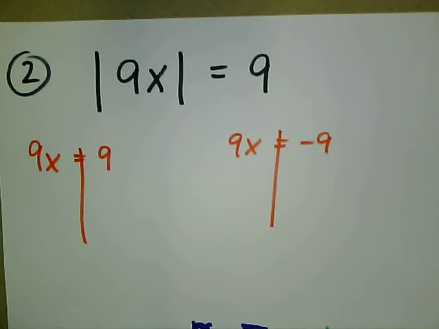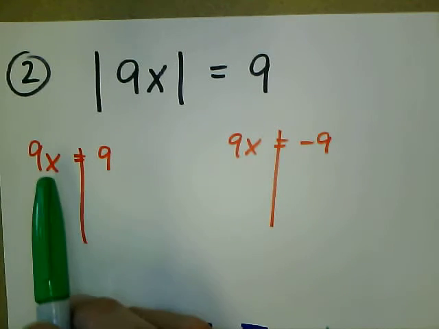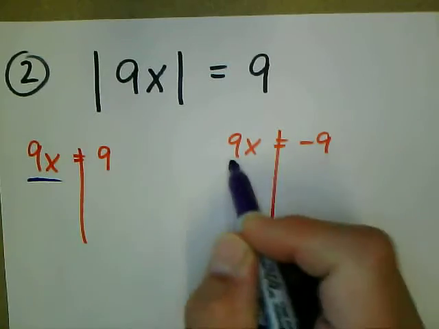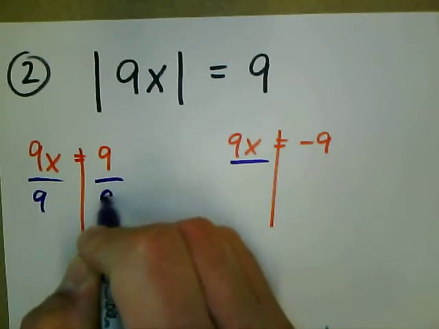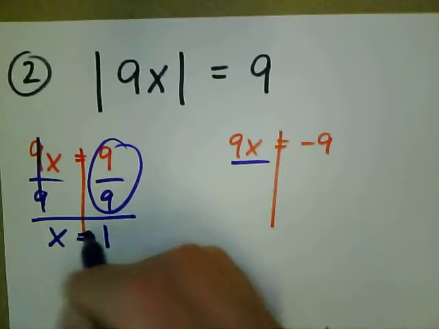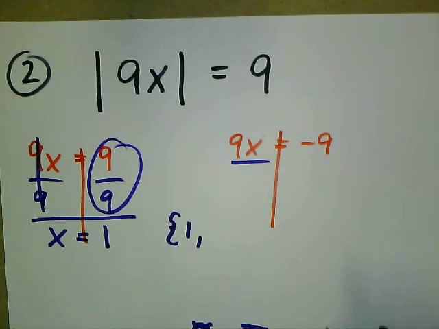So what do we do? This we cannot distribute, cannot combine like terms. There is no extra variable. There's nothing added or subtracted to the variable, but we can multiply or divide. Well, it happens to be the 9. So let's divide by 9. Our opposite operations are gone. 9 divided by 9 is 1. So our first answer is 1.